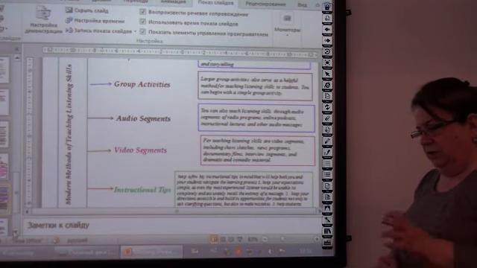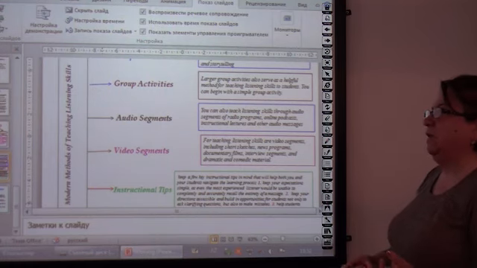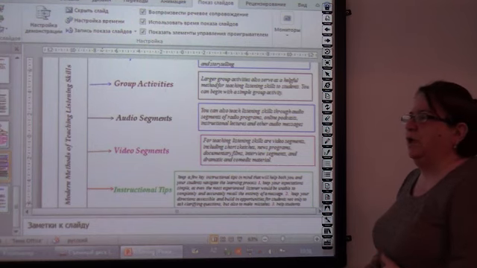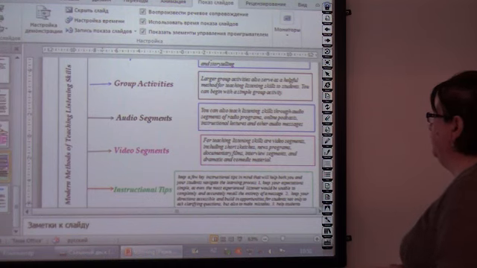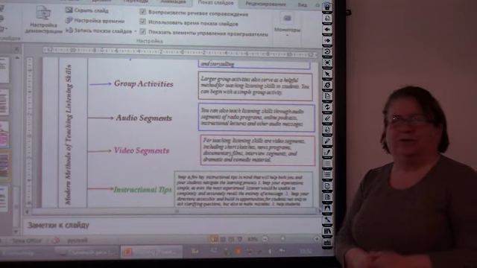We give them audio tapes, audio materials, and ask them to listen and to answer the question, to find out the names of the personalities in these audio segments. Video segments. When we give video segments, we ask them, what do you see there? And what sounds are there? Are they familiar to you, or are they new ones?